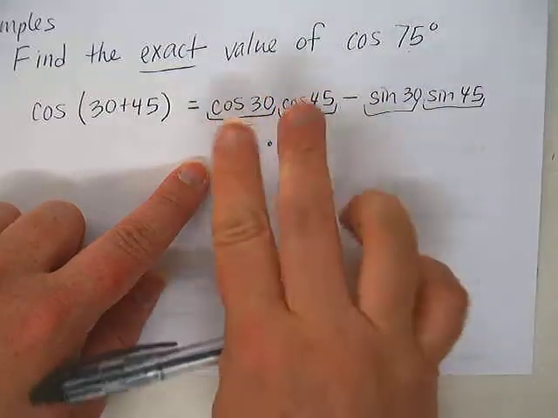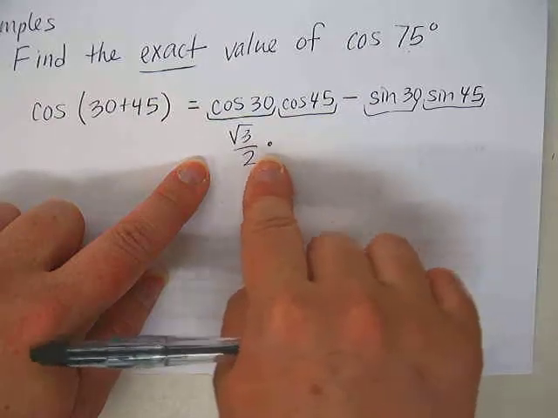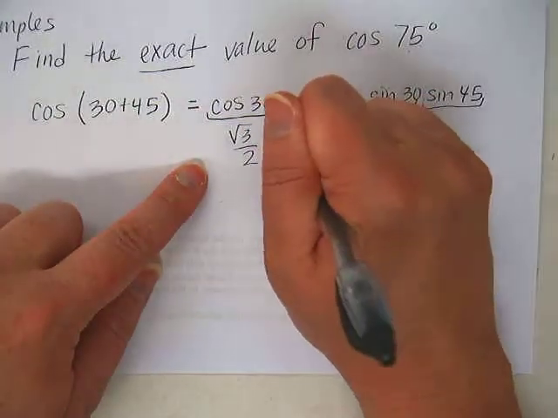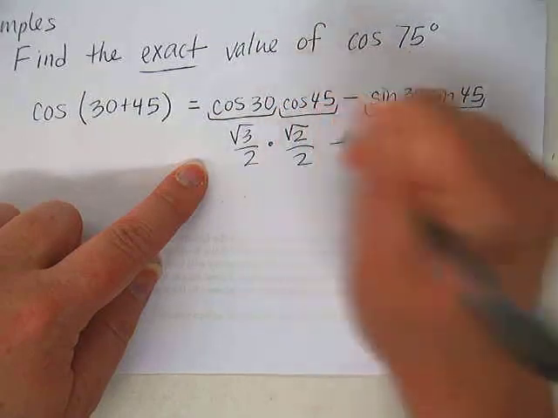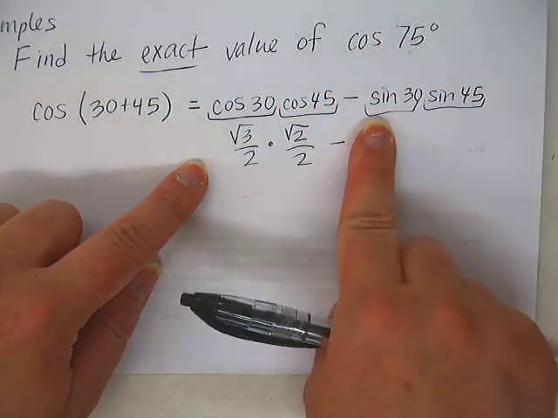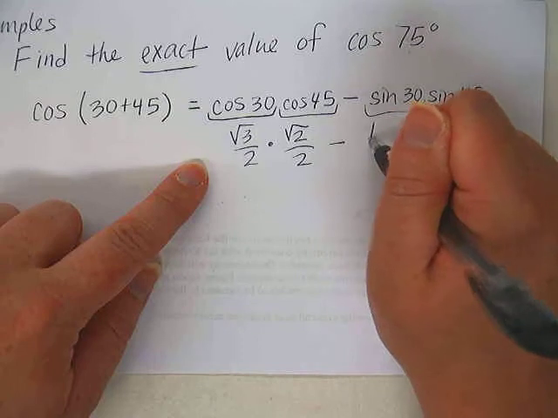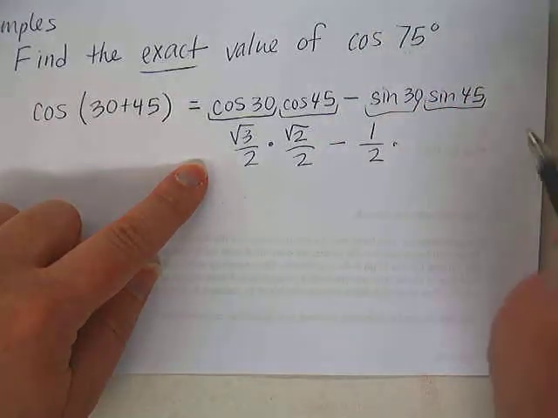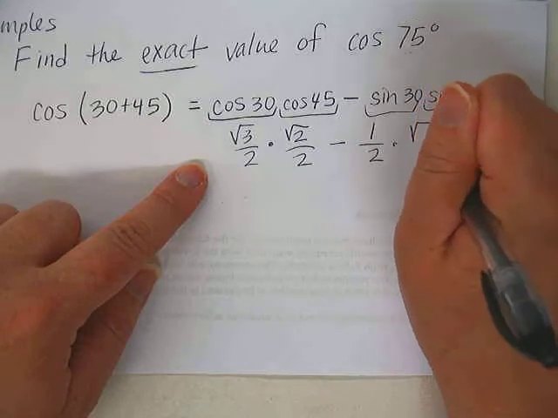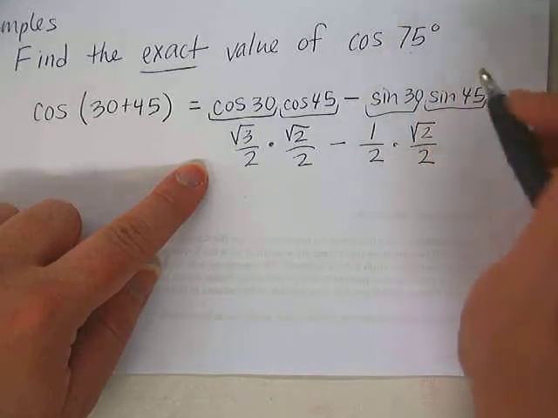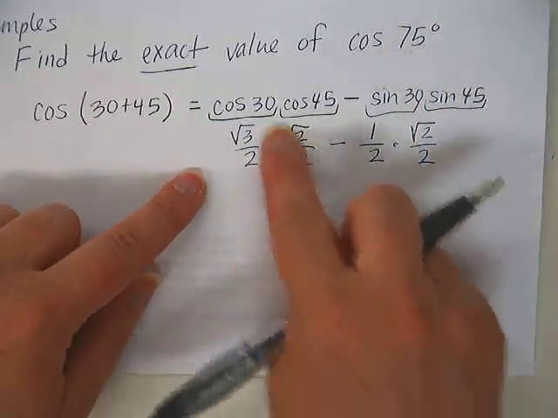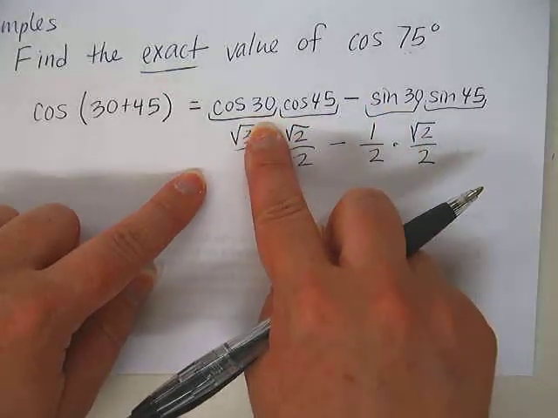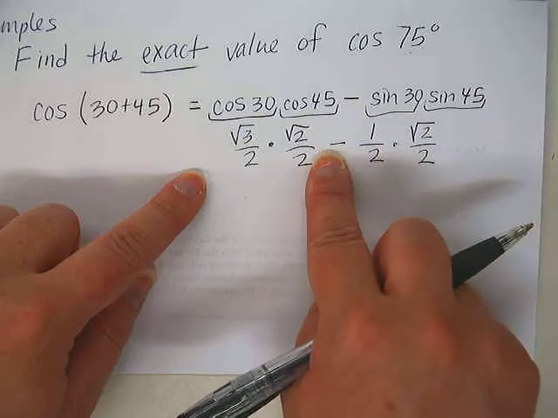So from your memorized charts, what is the cosine of 30? Very good. And these next to each other just mean multiply. So we're going to multiply these fractions together. What's the cosine of 45? Square root of 2 over 2. And then sine of 30. And then sine of 45. Square root of 2 over 2.